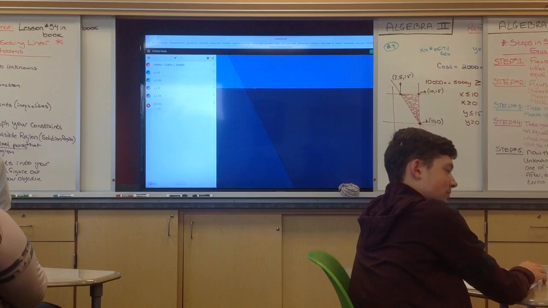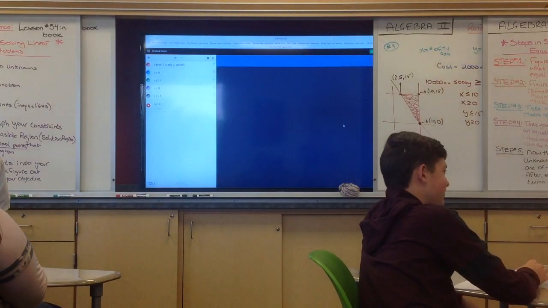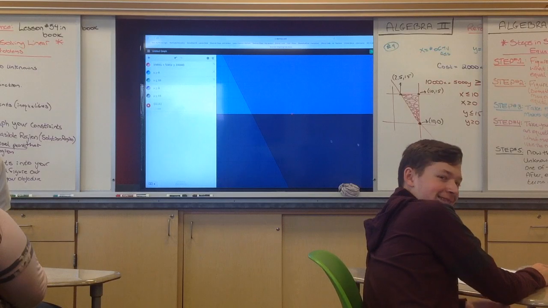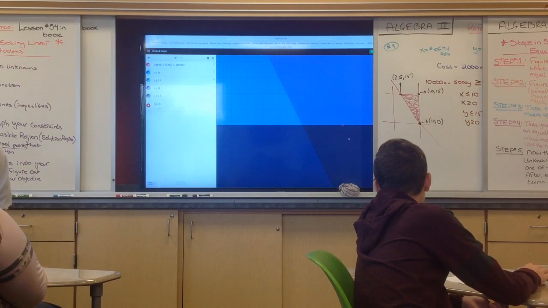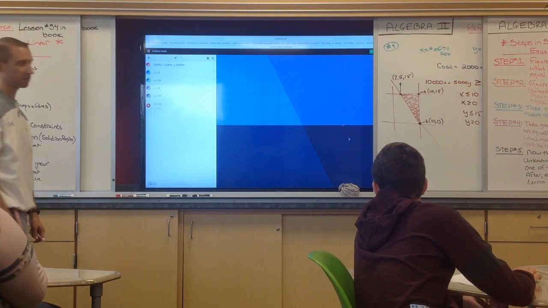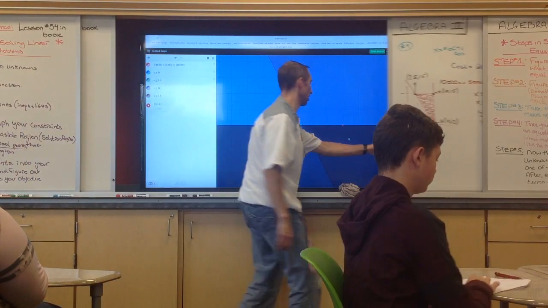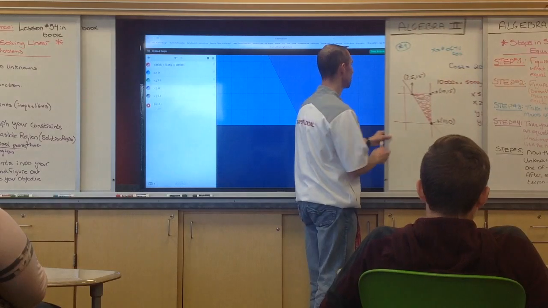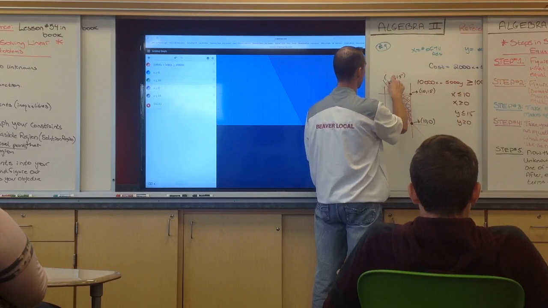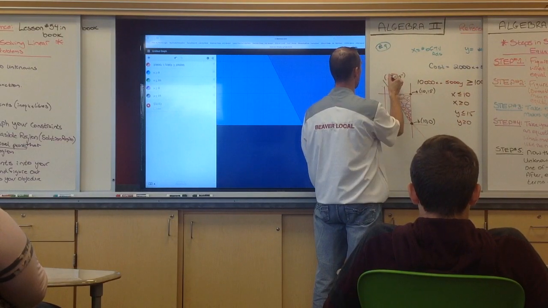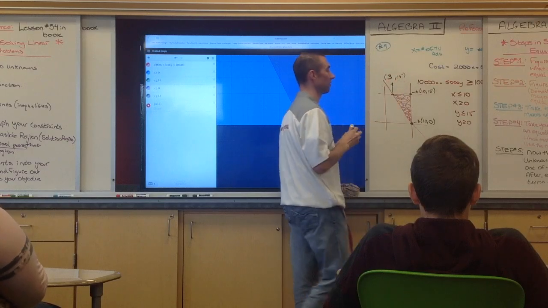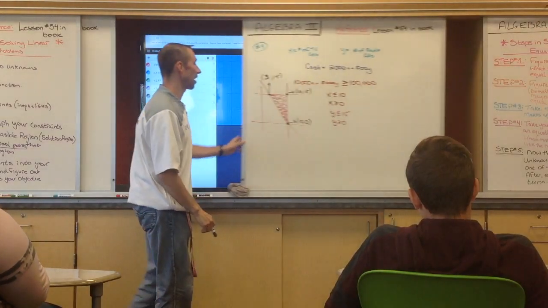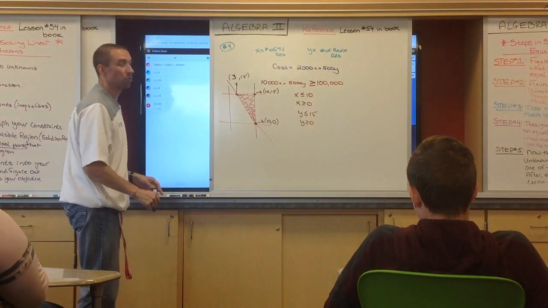If we zoom in, there it is right there. On that line, which includes that point, right? Because it's a solid line, so therefore it includes that point, which means it is in the feasible region. That means I need to change this to 3, 15 instead of 2.5, 15. Now that I have those, what do I do with this?